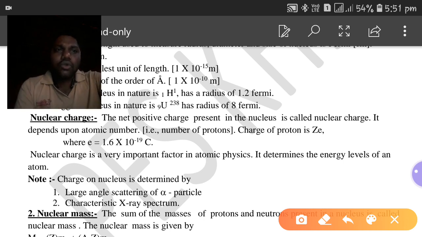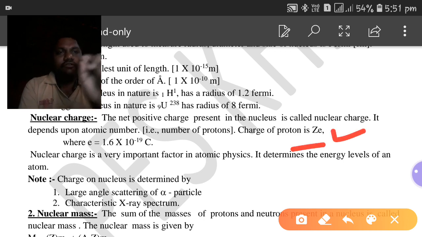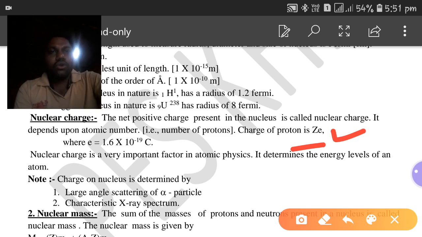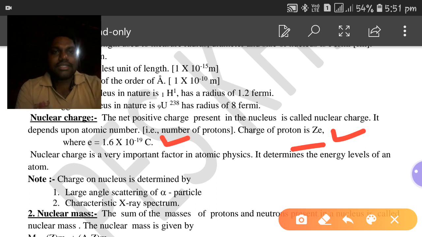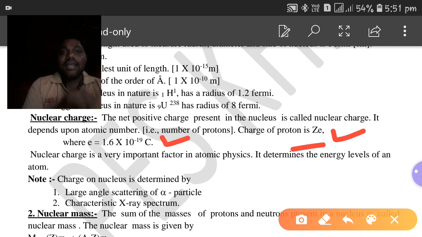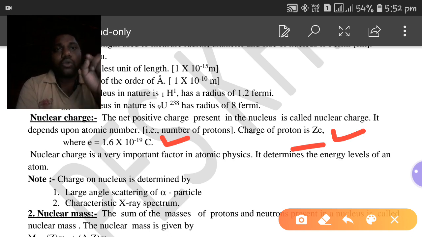So the charge of the nucleus is given by Z into E, where Z is the atomic number and E is the charge, where E is equal to 1.6 into 10 to the power minus 19 coulomb. Z is the number of protons, and E is the charge of an individual proton. So the total charge of a nucleus is given by the number of protons into the charge of each proton.